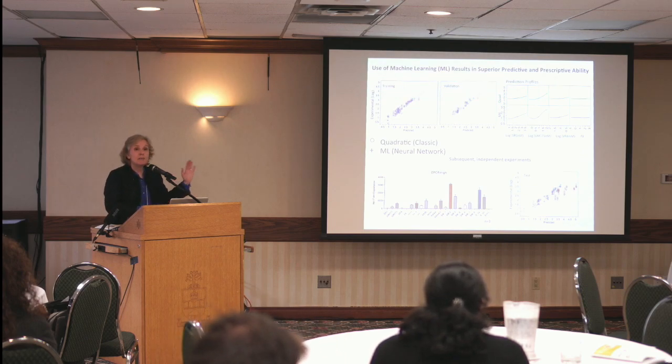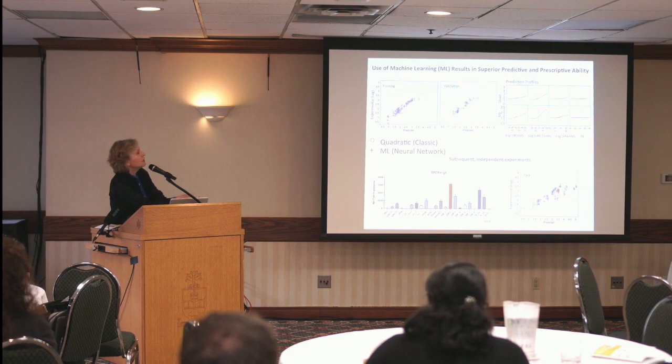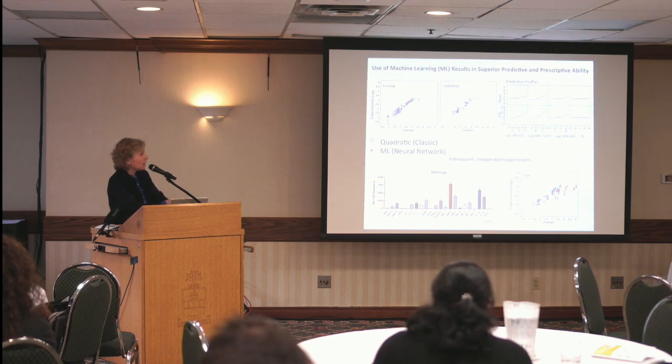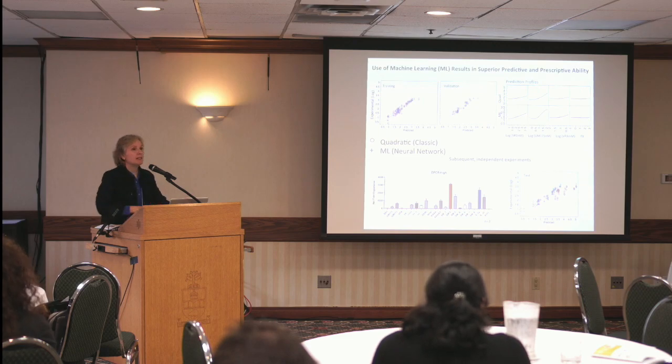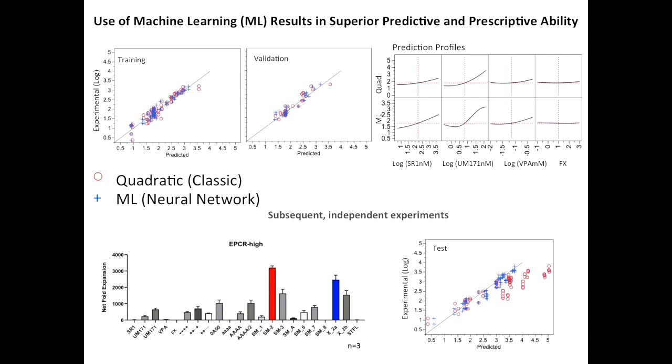This is only one-dimensional. If you change the level of one factor, this will change slightly the shape of the dose response curve for the other factors because there are interactions. So you can see there's a difference in the way UM171 is modeled by the quadratic and the machine learning model. And we used this computational tool to predict which new combinations of factors would be best to maximize ePCR cell expansion, by interpolation.